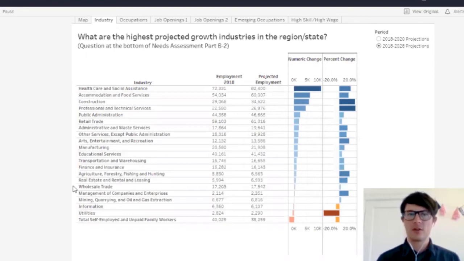You can find definitions for all of these. The only one you won't find a definition for is this bottom one, total self-employed and unpaid family workers. These are workers who do not fall within any of these other industries.